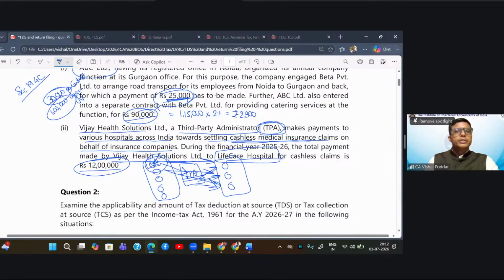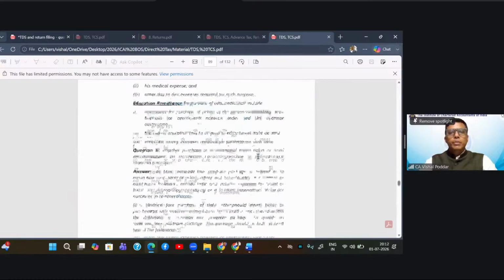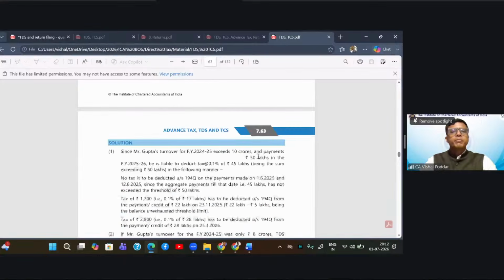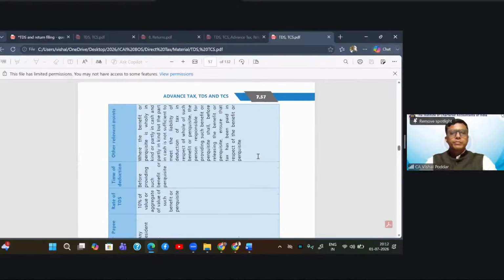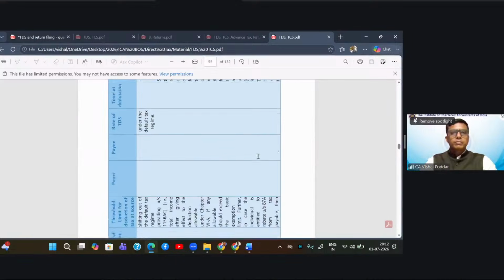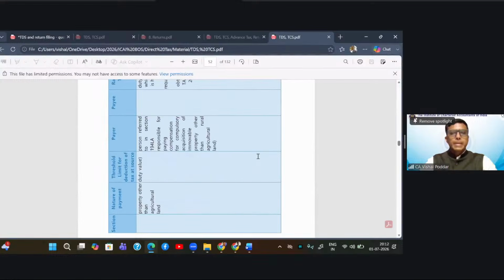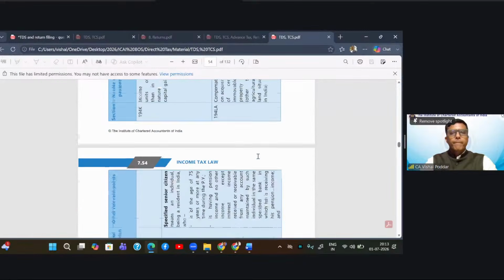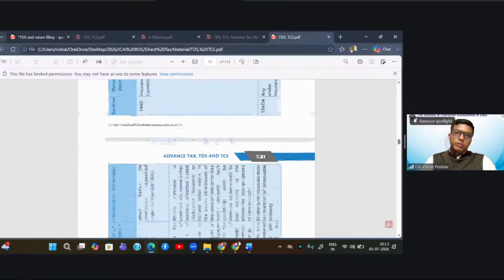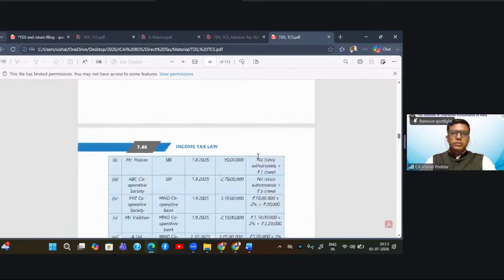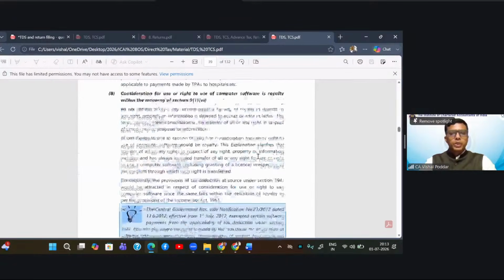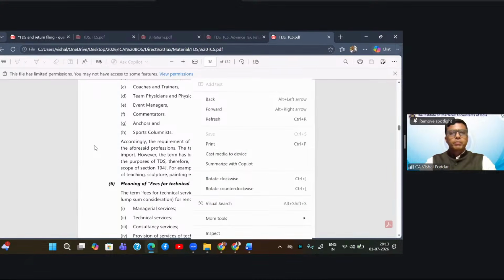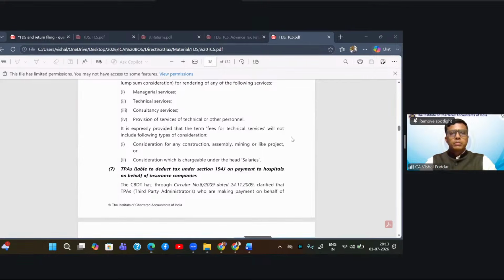So let me take you to the section. Now see, in brief, you all know 194J, but here, because of this specific case of TPA, we'll have to go to the detailings of 194J. I'm not able to see J here. Let me take you to the main part of 194J. Oh, great. Gayatri has given me the specific page number 7.39.